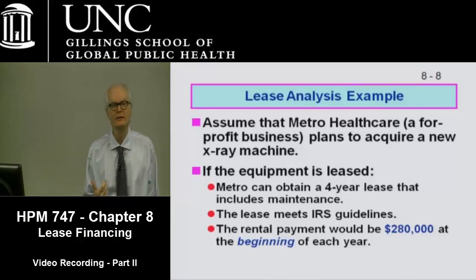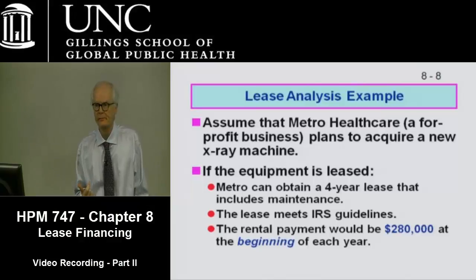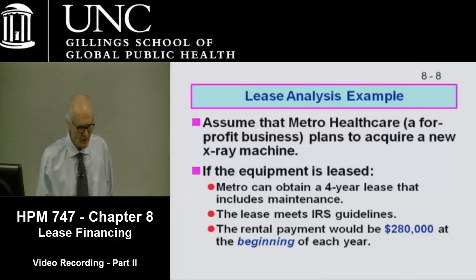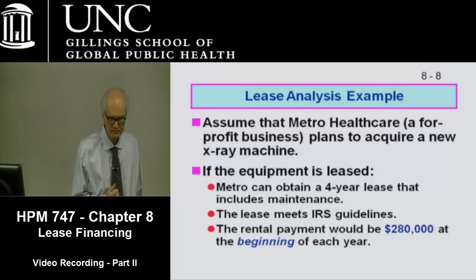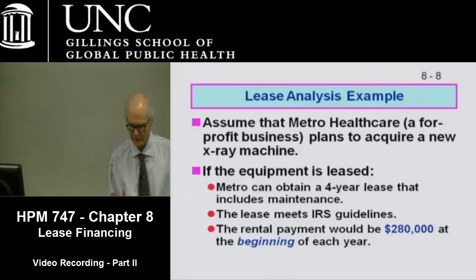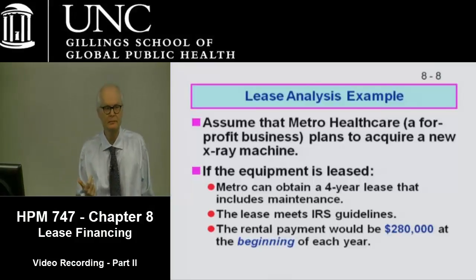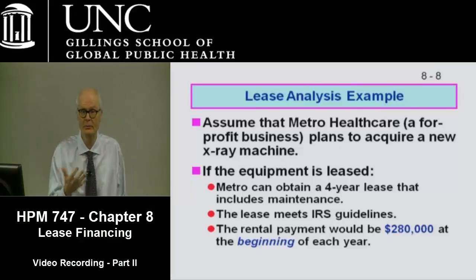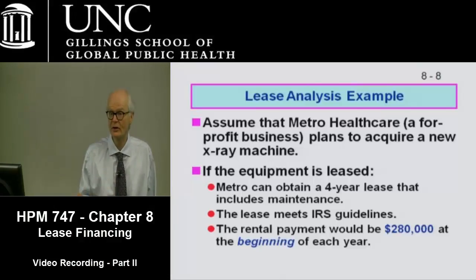So what kind of lease is it? Operating lease. It meets IRS guidelines, and the rental payment would be $280,000 at the beginning of each year. So you would have to make the first payment the day the machine is delivered to the organization.